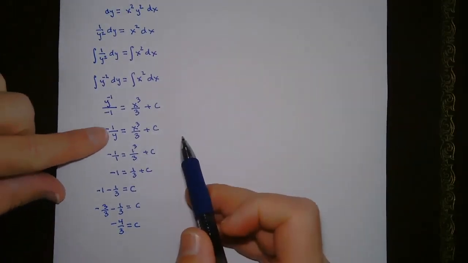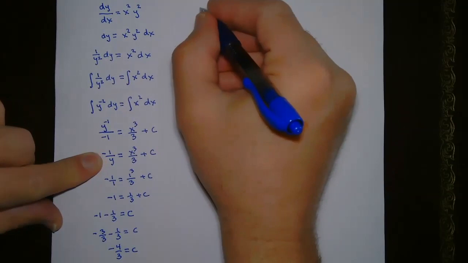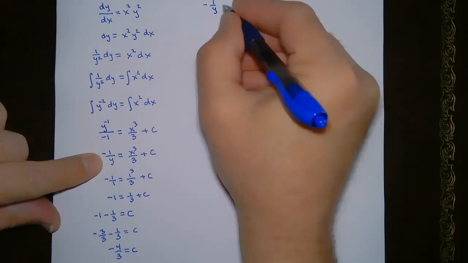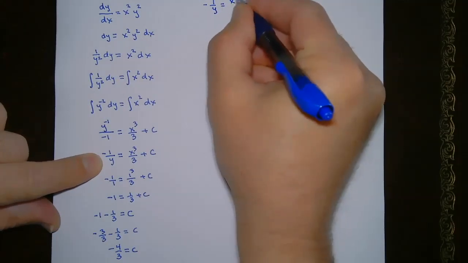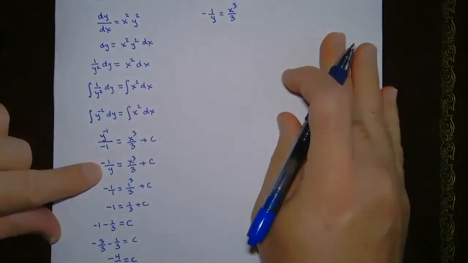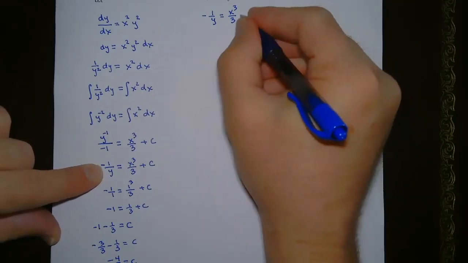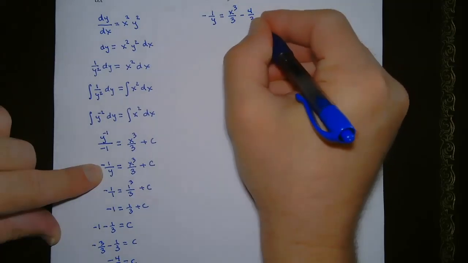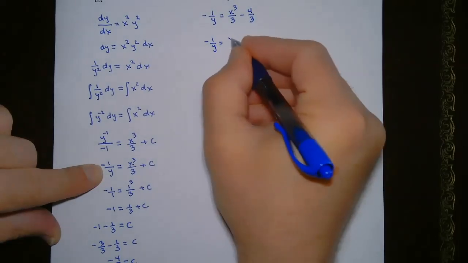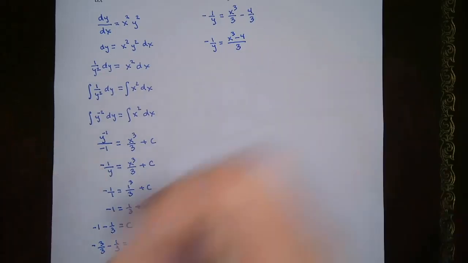What we have is -1 over y, and so I'm going to write that right here. We have -1 over y is equal to x cubed over 3 plus your constant c, okay? So our c is negative, so we're going to write minus 4/3. Okay, so this is -1 over y is equal to x cubed minus 4, all over 3.